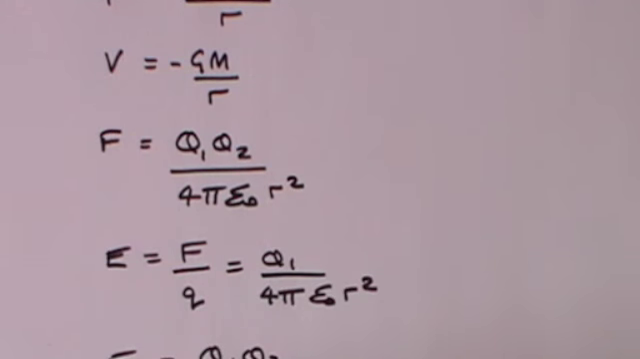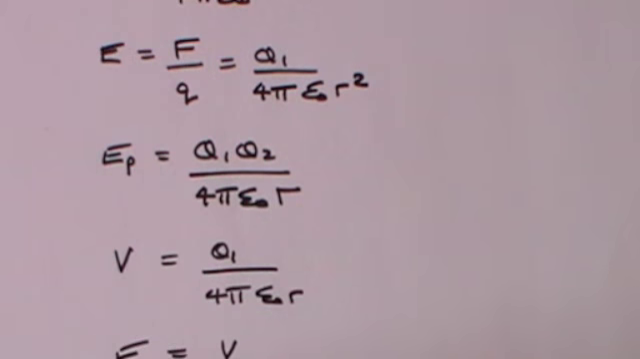Then we come on to the Coulomb force, which is a force that exists between two charged particles, Q1 and Q2, and that force is Q1 Q2 divided by 4 pi epsilon naught r squared. The electric field is the force per unit charge, which is Q1 over 4 pi epsilon naught r squared.